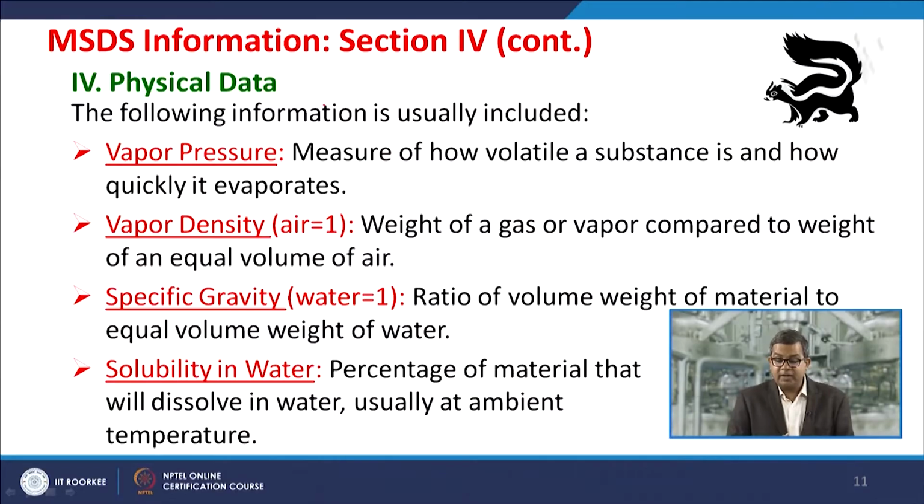Vapor pressure is a measure of how volatile a substance is and how quickly it evaporates. Vapor density, with air as the reference equal to 1, is the weight of a gas or vapor compared to the weight of an equal volume of air. Specific gravity, with water as the reference equal to 1, is the ratio of the weight of a volume of material to the weight of an equal volume of water. Solubility in water is the percentage of material that will dissolve in water, usually at ambient temperature.